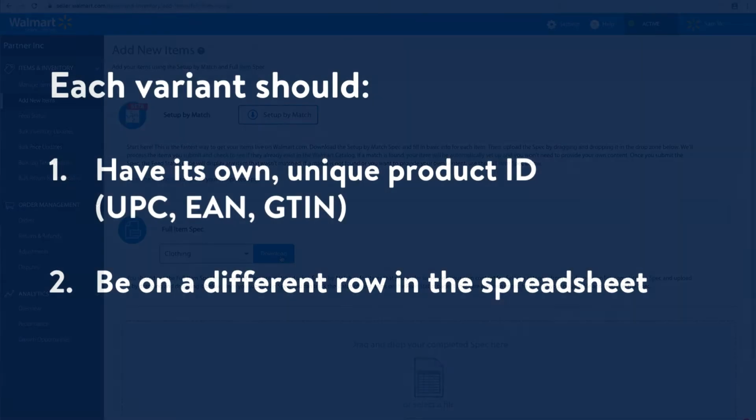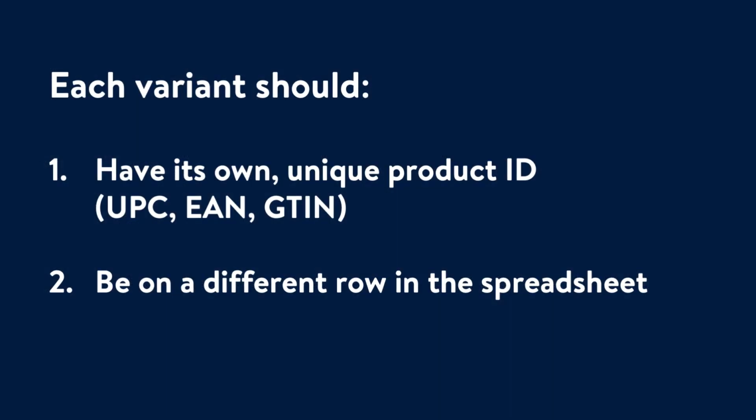Before we create a group, here are a few pointers. First, each variant should have its own UPC, EAN, or GTIN to differentiate them from one another and prevent UPC mismatching. Second, each variant in a group should be set up as a separate item in the spreadsheet.